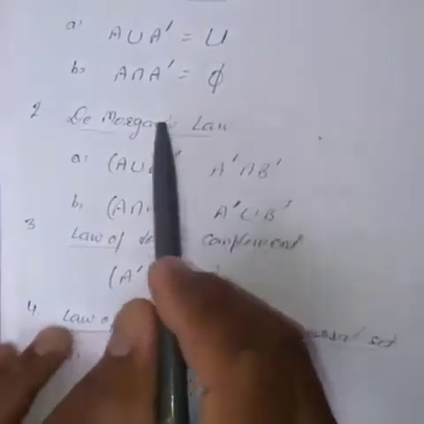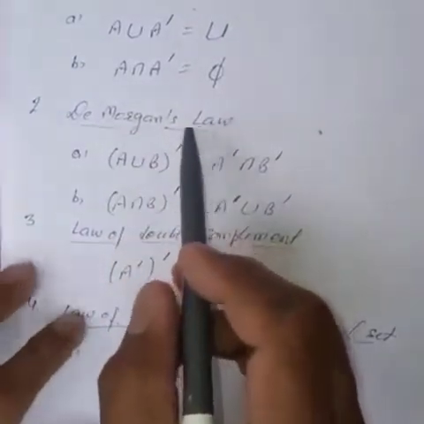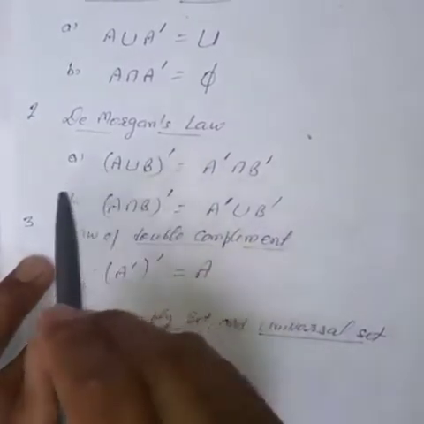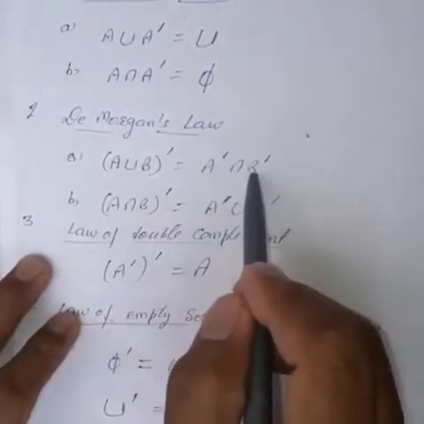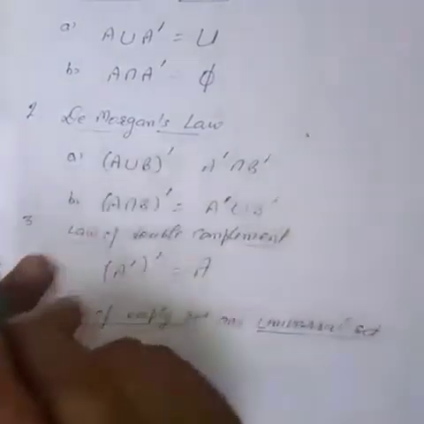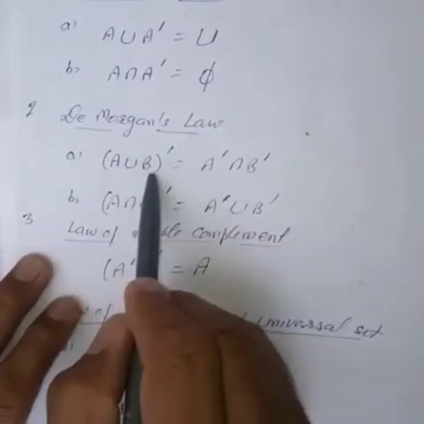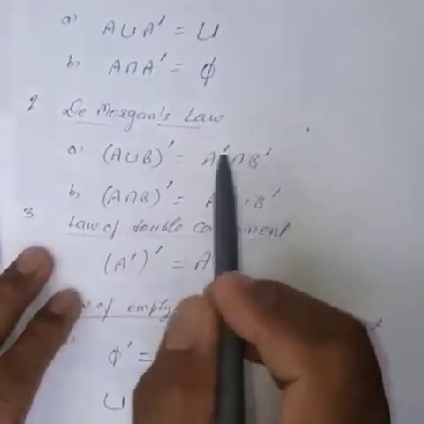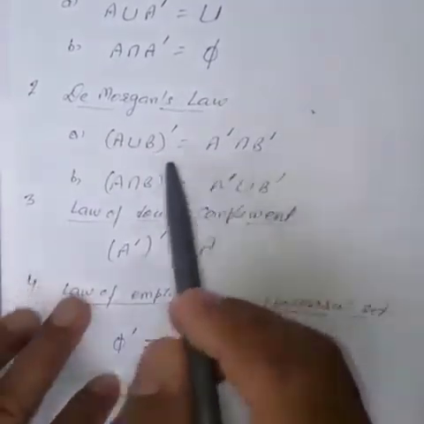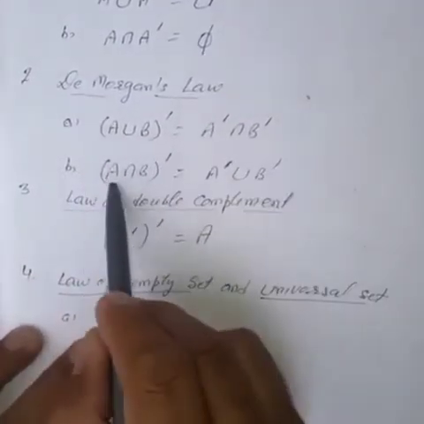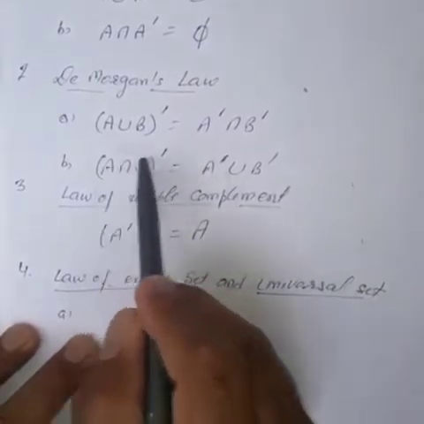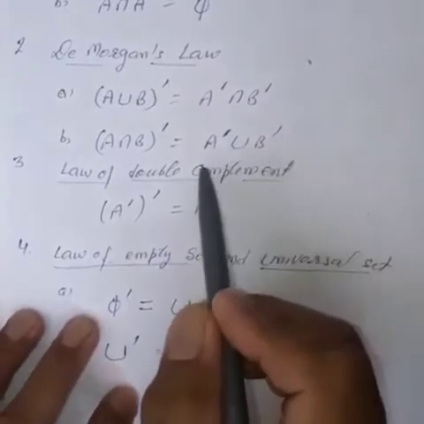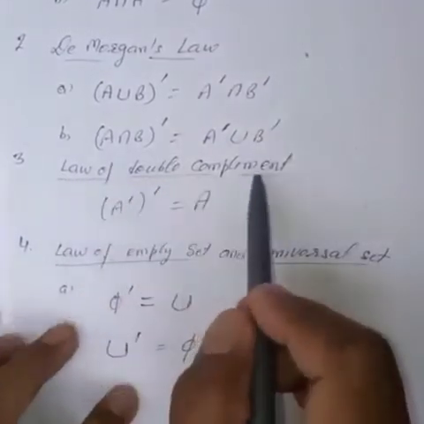Second, De Morgan's laws. The first De Morgan's law is: A union B, whole complement, is equal to A complement intersection B complement. It means for any example, if A and B are subsets of U, then if you perform left hand side and right hand side, both will be equal. So this is the first De Morgan's law. Then the second De Morgan's law: A intersection B, whole complement, will be equal to A complement union B complement.